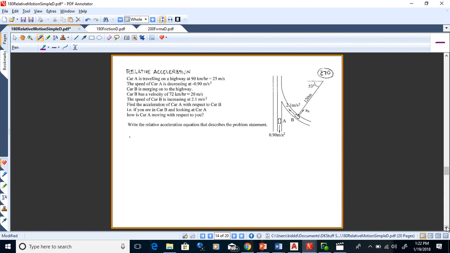We have the velocities of the cars from the last problem. Let's find the acceleration of A with respect to B. If you're in B and you're looking at A, what's the acceleration of it with respect to you? Let's get that written down. You put the letters down in the order you read them: A with respect to B. And it's a vector, so you put a vector hat on it. That's how you write that.